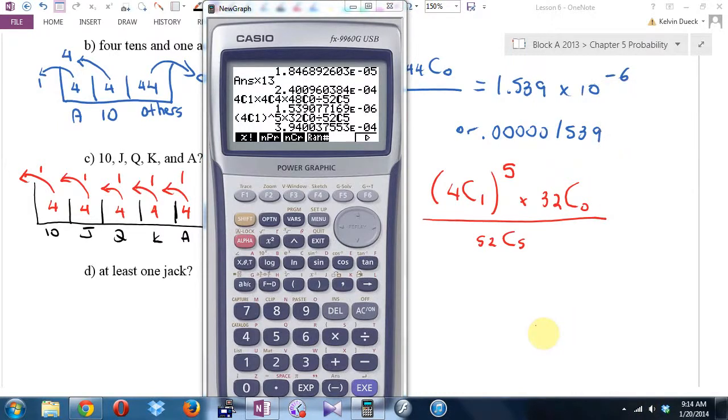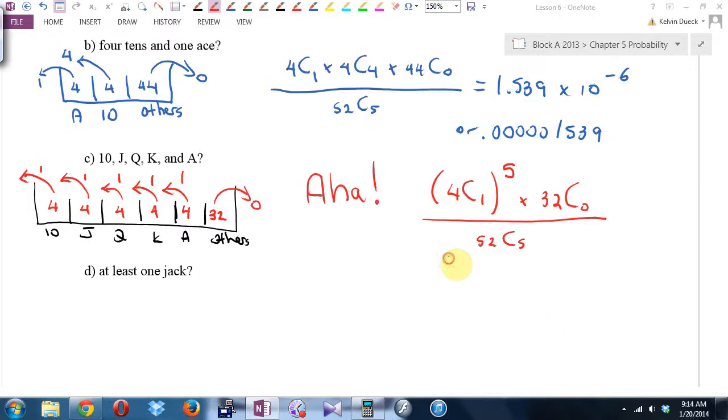Do you get 3.94 times 10 to negative 4? No? I got that. Yeah? Okay. Do I need to write them as decimals, or are you guys okay with scientific notation because you've done science?